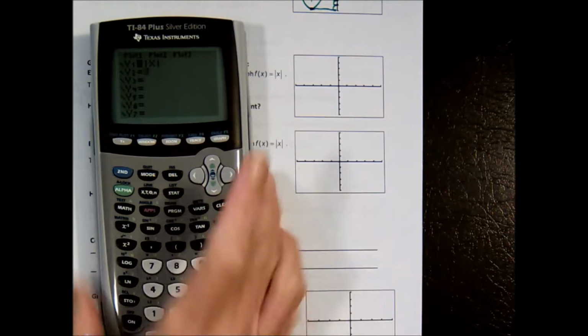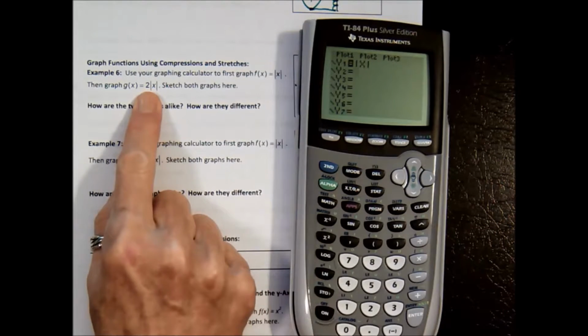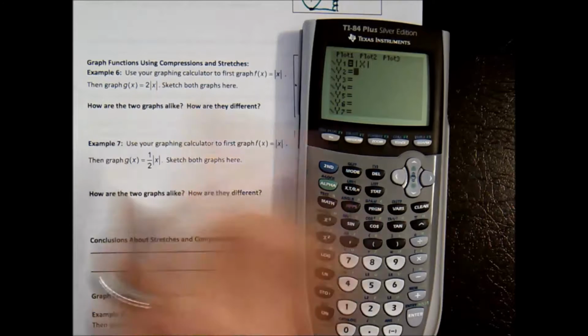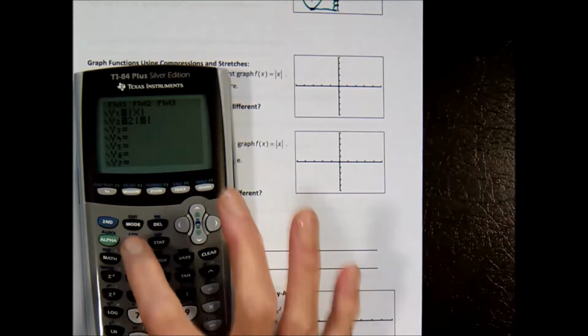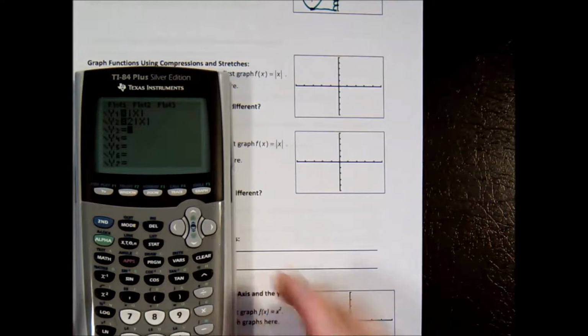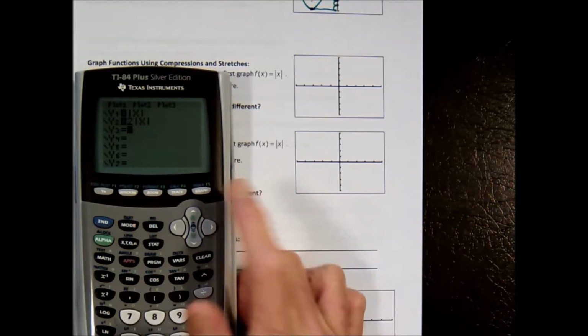And now we want to do 2 times the absolute value of x. So we're going to multiply it by 2. So I'm going to go to second catalog absolute value of x. Hit enter. Let's adjust our window. Actually, I think our window from the last one is probably okay. So let's go ahead and hit graph.